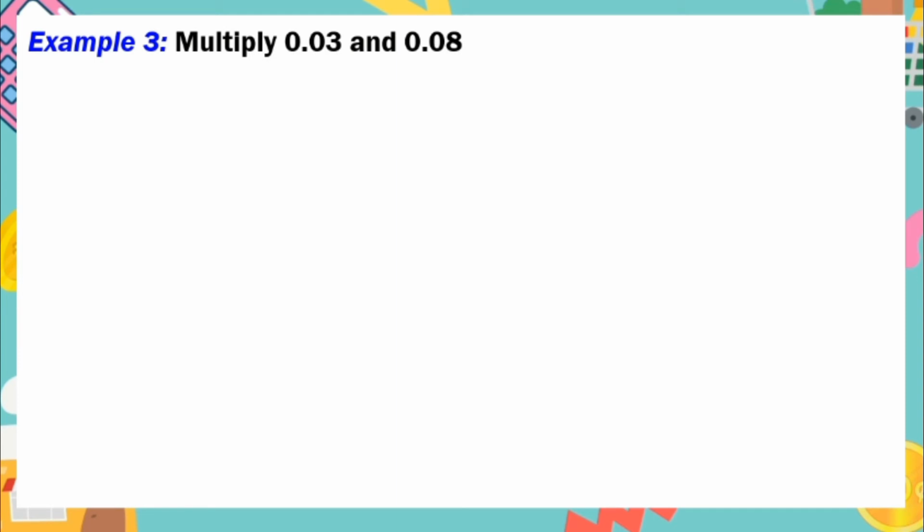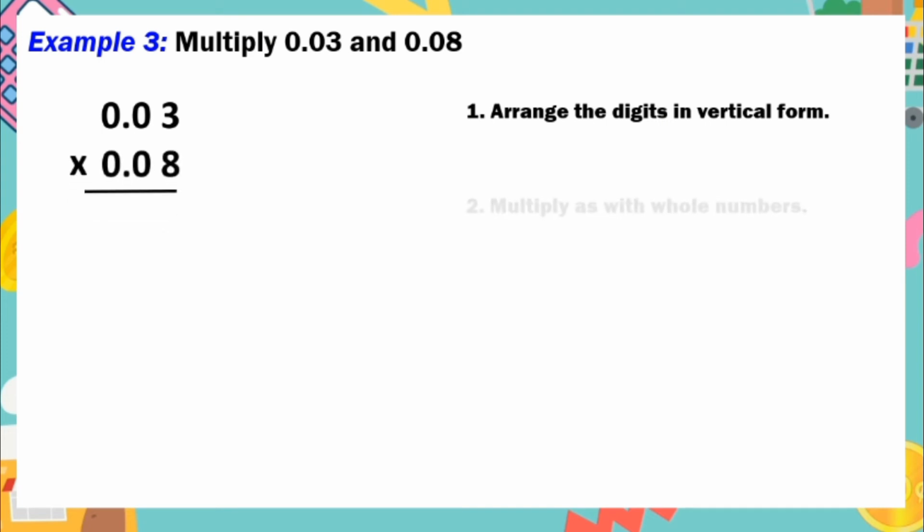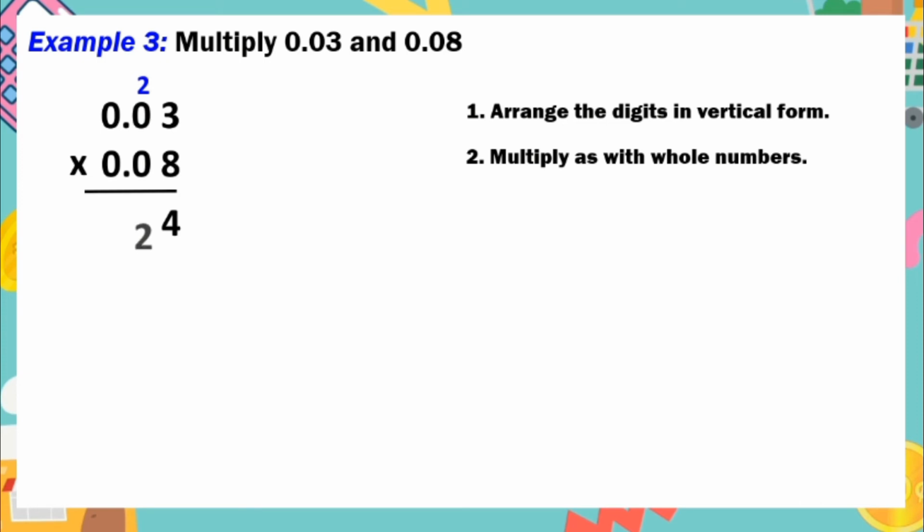Example number 3. Multiply 300ths and 800ths. Step 1. Arrange the digits in vertical form. We have 300ths times 800ths. Step 2. Multiply as with whole numbers. So we have 3 times 8 equals 24. Carry 2. Then 0 times 8 equals 0 plus 2 equals 2. So we have 24. So ang kasama ng 8 ng ating multiplier ay puro 0. So kahit hindi na natin sila i-multiply, gamitin natin ang shortcut.